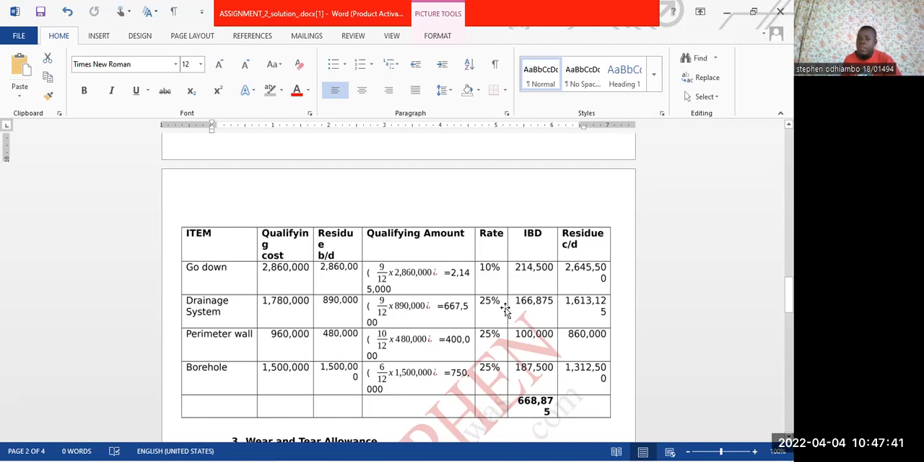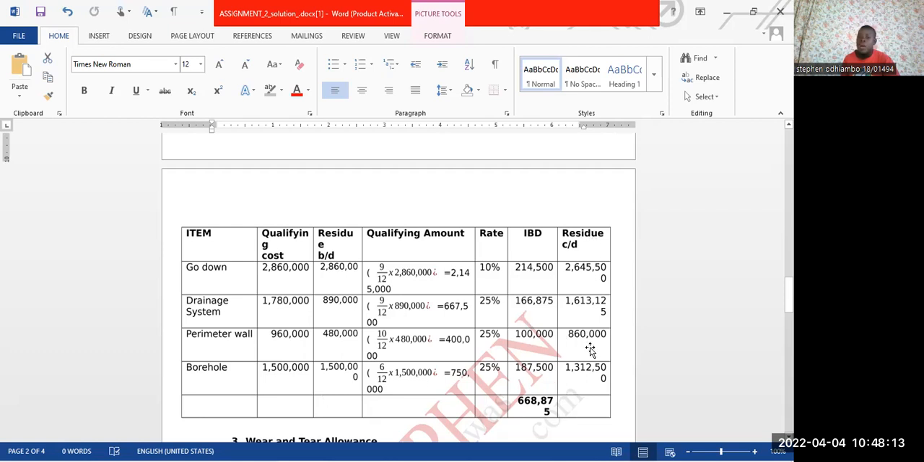You take 25% of 667,500, you will be getting 166,875. You can just confirm using your calculators. Then you have 10 over 12 times 480,000, and you will be getting 400,000. Then you take your 400,000 times 25%, you are going to get 100,000.